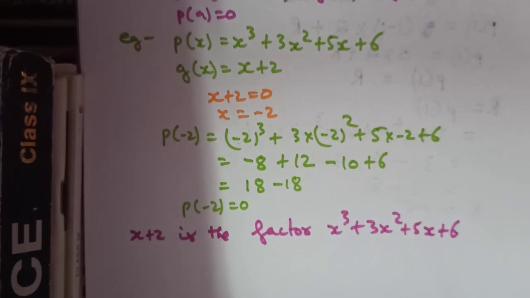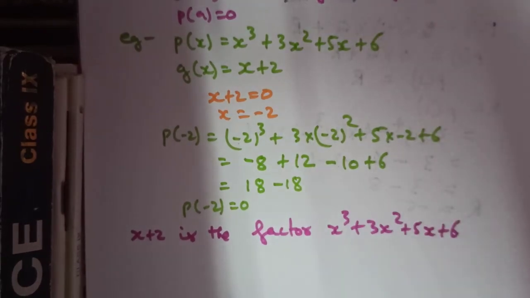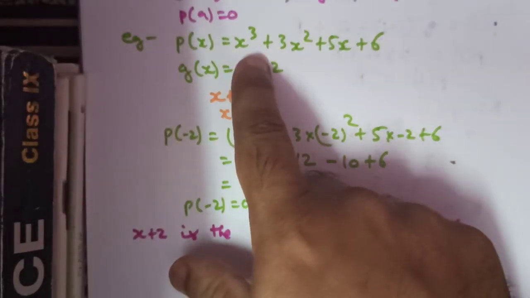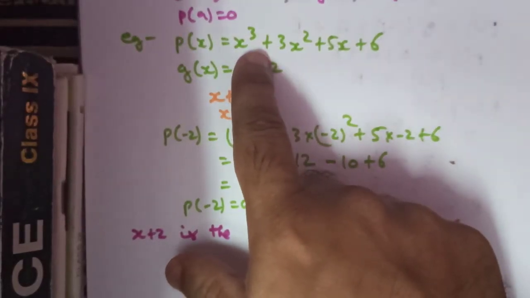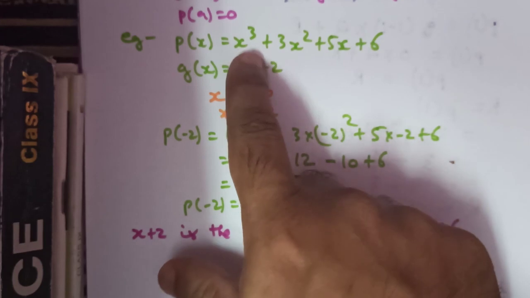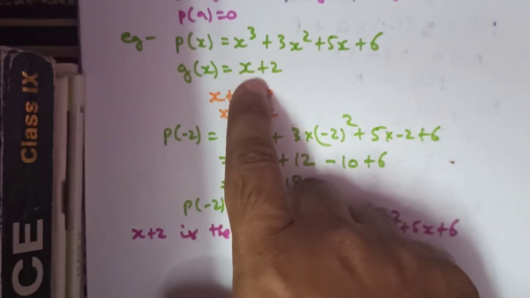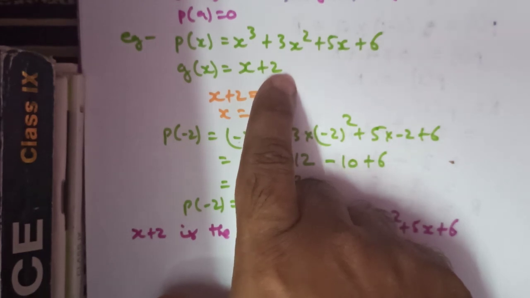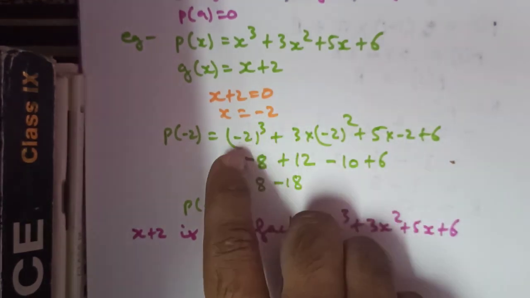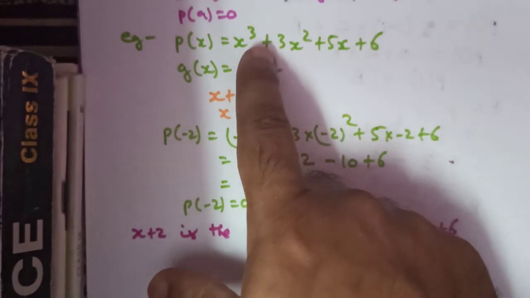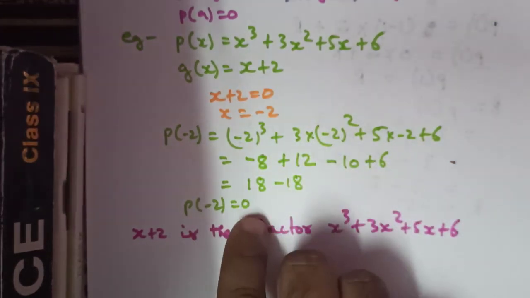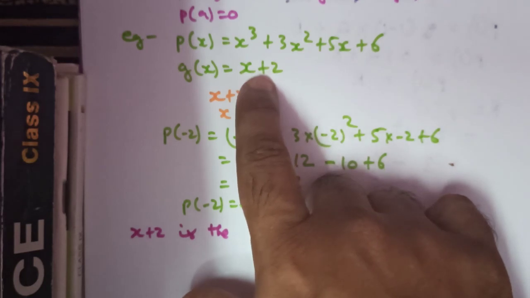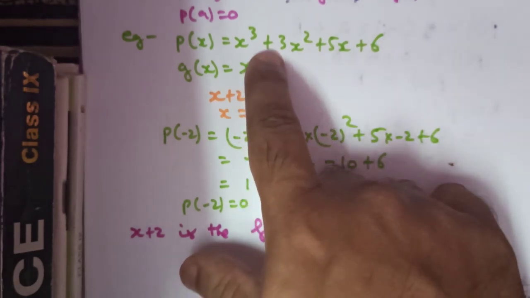So this is all about the factor theorem. That is, if a polynomial p(x) which has a degree greater than or equal to 1, here the degree is 3, is divided by x minus a, the value of a should be a real number. Yes, it is a real number, that is minus 2. Then the value of p(a), that is p(minus 2), is 0. Then we say that the given divisor polynomial x plus 2 is a factor of the dividend polynomial.